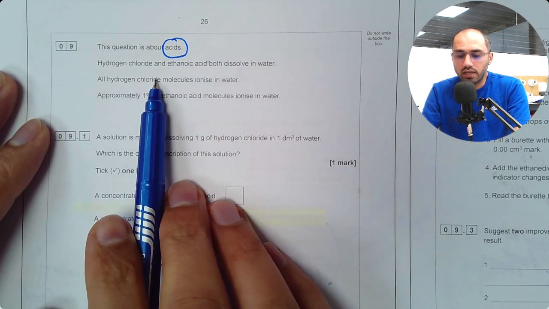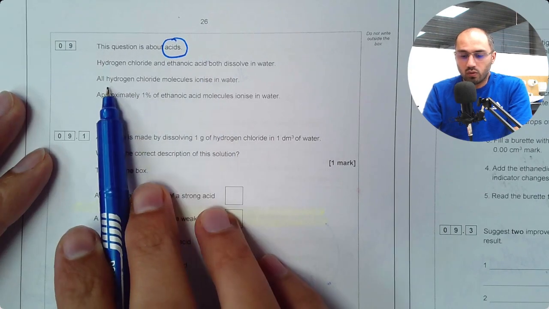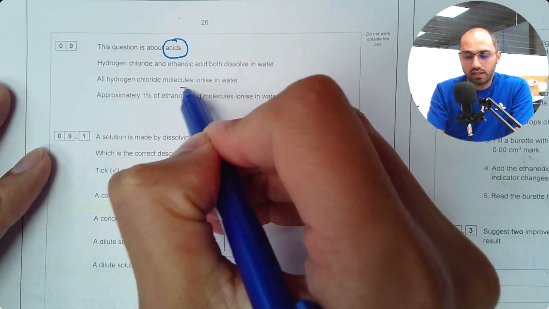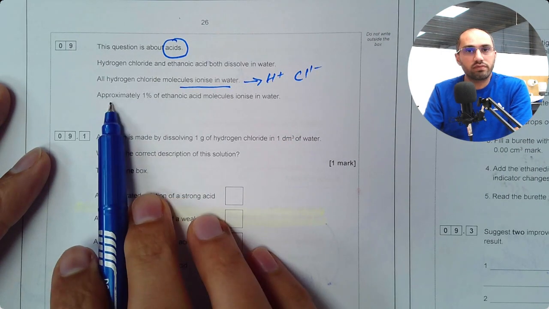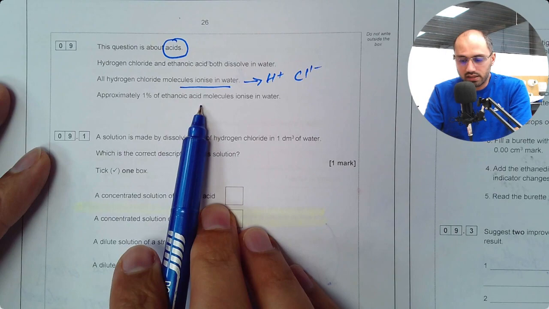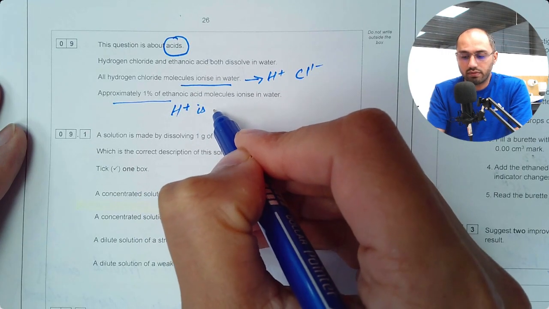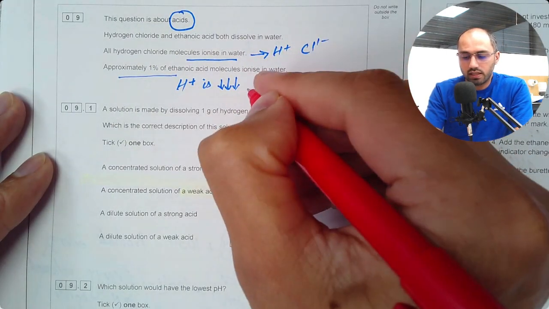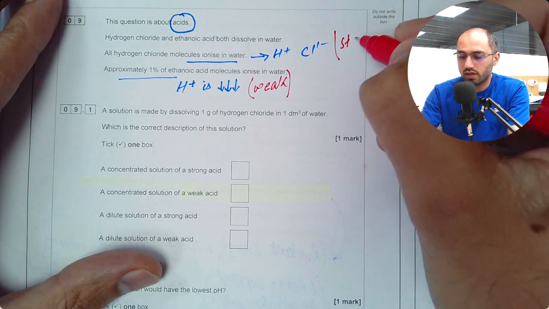Here it says hydrogen chloride and ethanoic acid both dissolve in water. This means when they are added to water, they will dissolve and they will form a solution. All hydrogen chloride molecules ionize in water. What does this mean? They will ionize in water means they will change into H plus and Cl minus. The question further says approximately 1% of ethanoic acid molecules ionize in water. In this case, I can say H positive is going to be very, very low. Based on this data, I can say this means it is a weak acid. And this one is a strong acid.